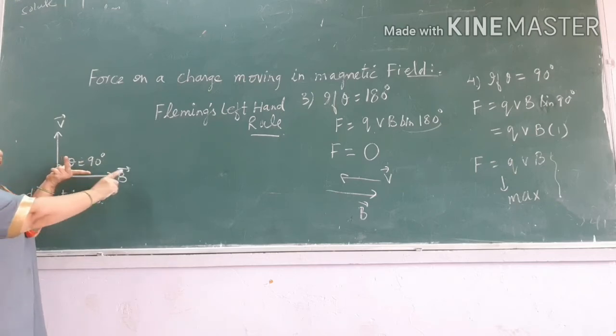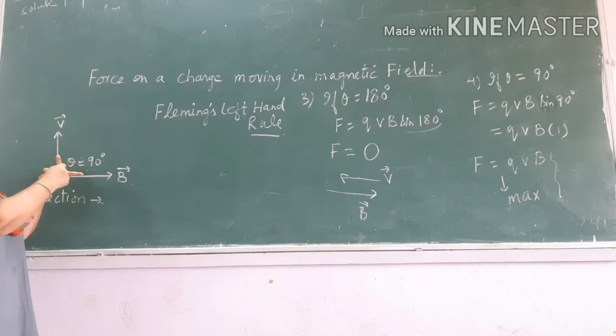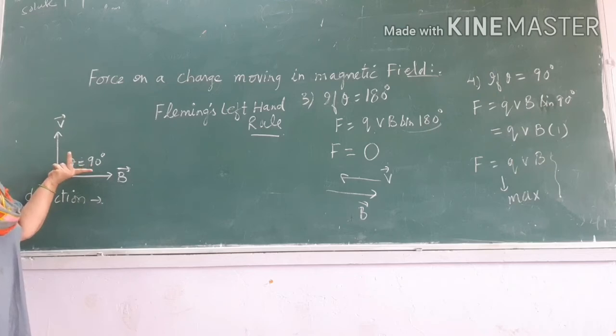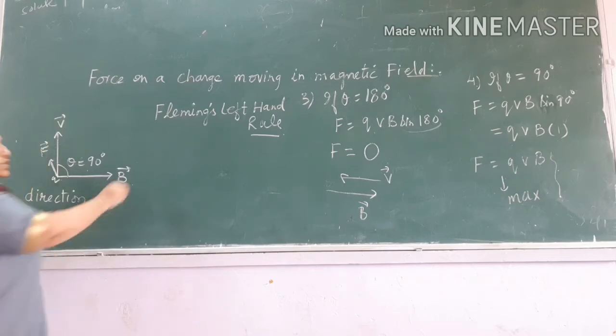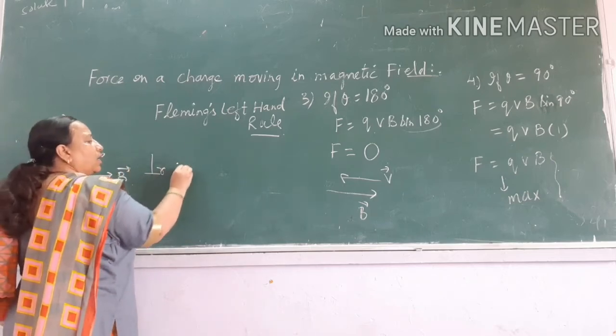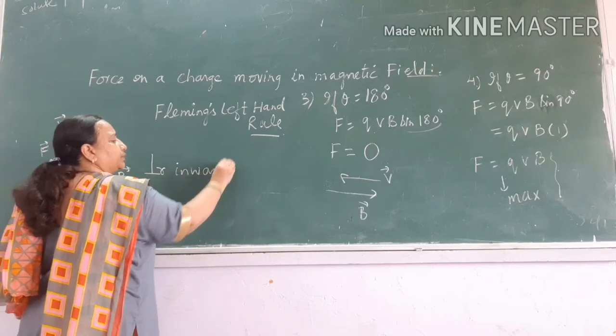Forefinger is directed in the direction of the magnetic field, middle finger is directed in the direction of velocity. Then what is the direction of the thumb? Thumb is pointing perpendicular inward. So it is perpendicular inward. This is the direction of the force. It is perpendicular inward.